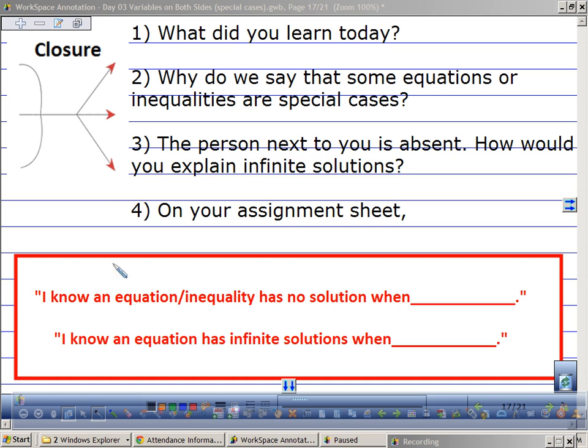On your assignment sheet, I want you to write down, I know an equation or inequality has no solution when, and I know an equation has infinite solutions when. When you're finished writing that down, you may go.